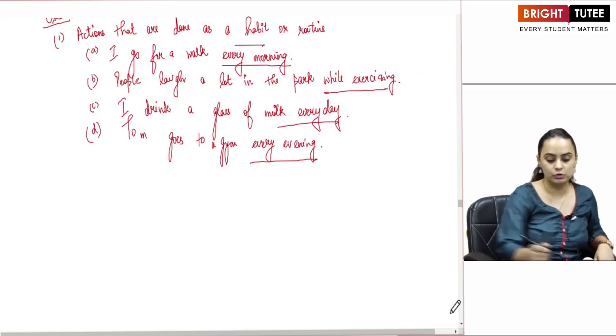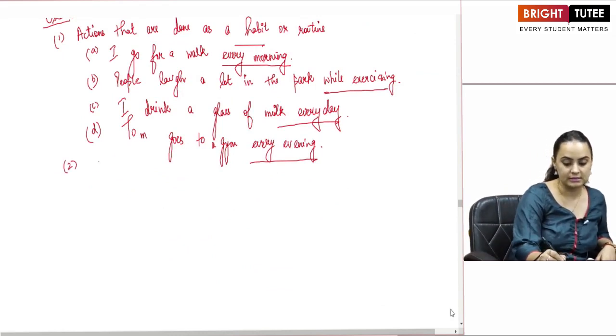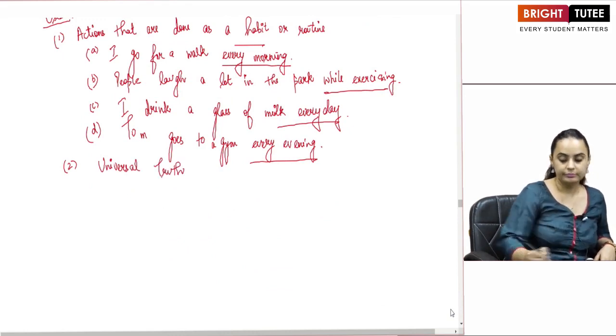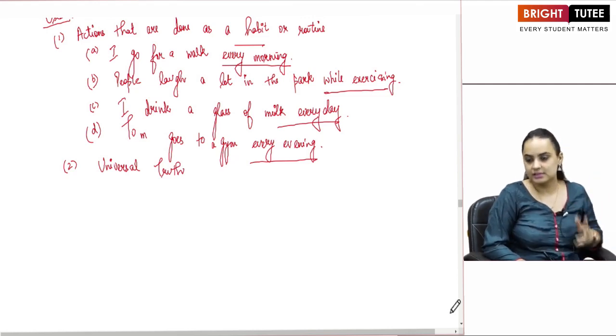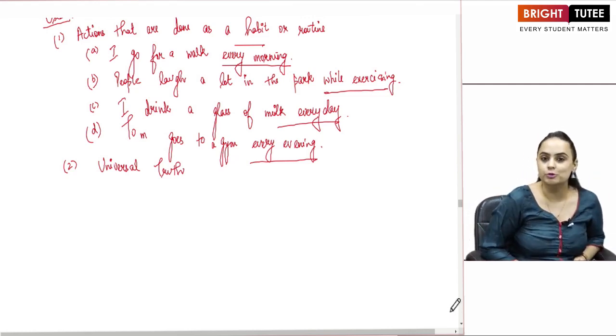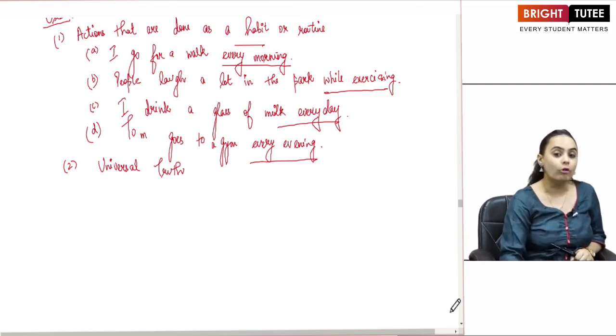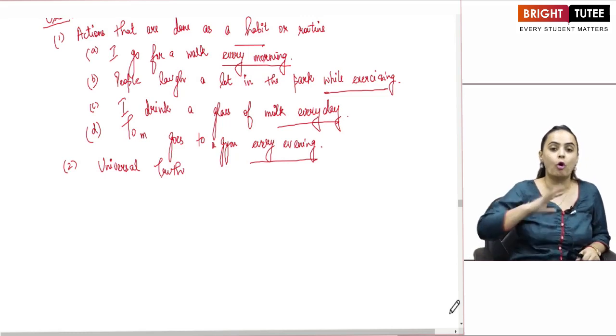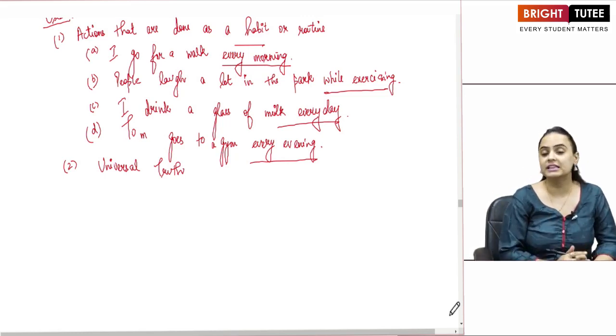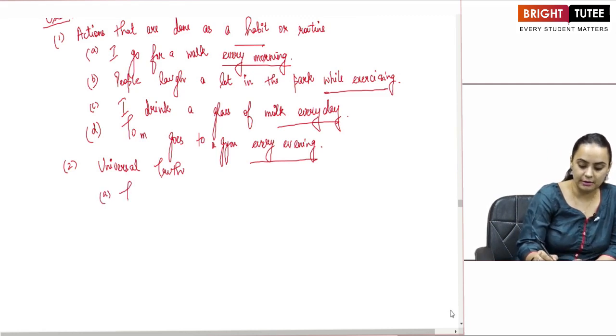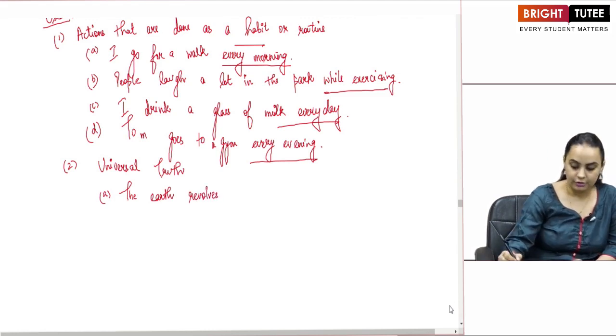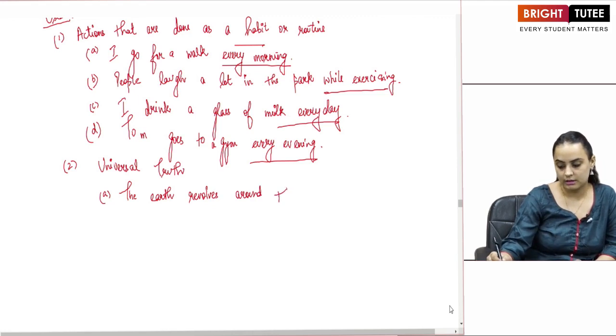The second use of the simple present tense is, it is used in case of universal truths. Now, what is a universal truth? Universal truth means something that is followed and is believed by people all across the world. Something that cannot be denied by anyone. Something that you cannot say no to. For example, if I say, the earth revolves around the sun.